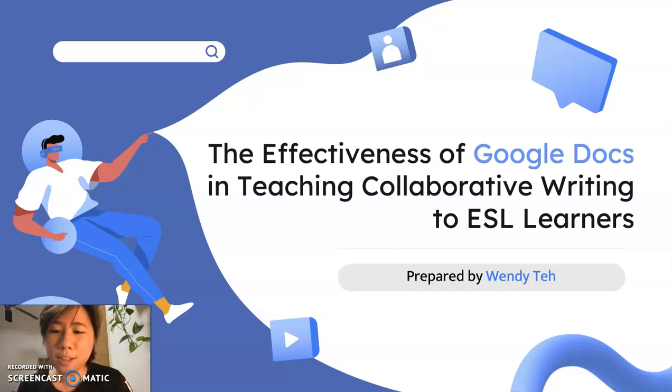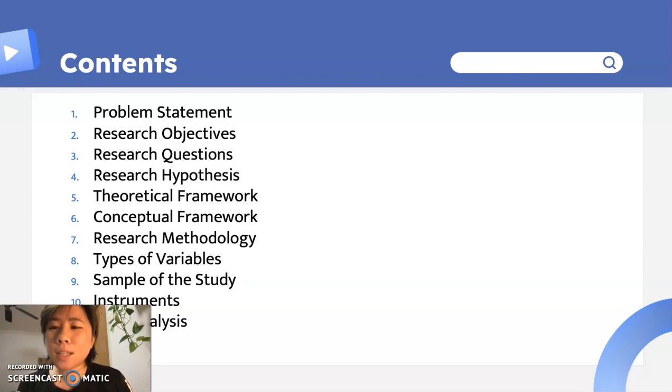writing to ESL learners. So the contents today include problem statement, research objectives, research questions, research hypothesis, theoretical framework, conceptual framework, research methodology, types of variables, sample of the study, instruments, and one extra one, which is data analysis.